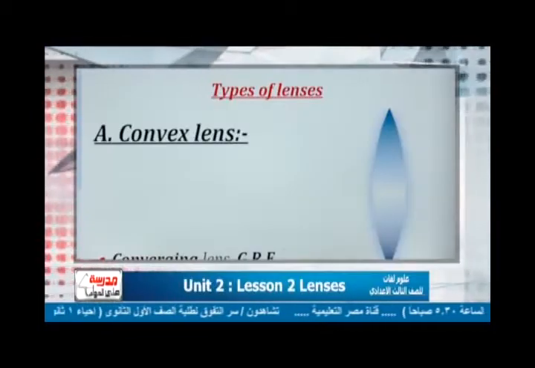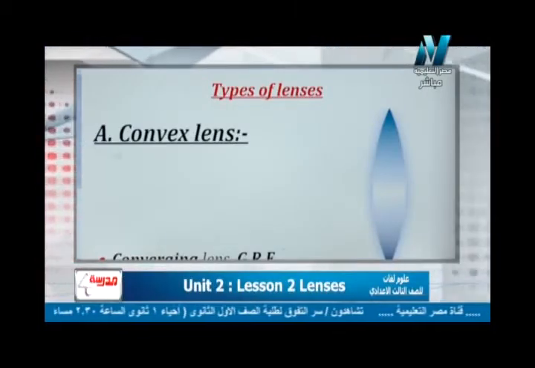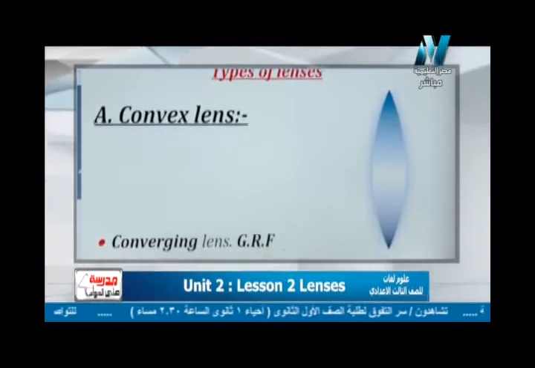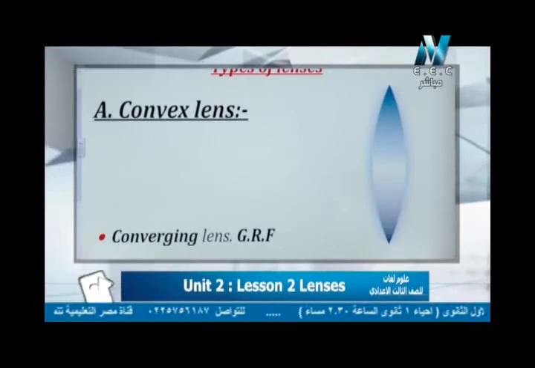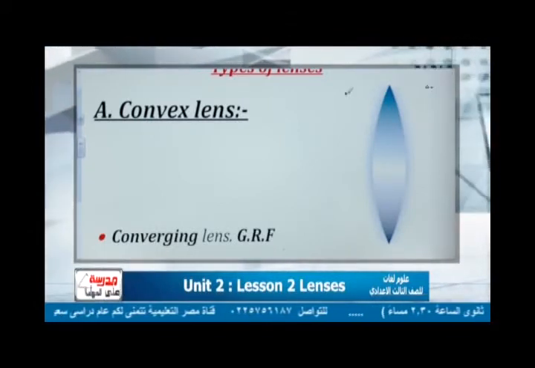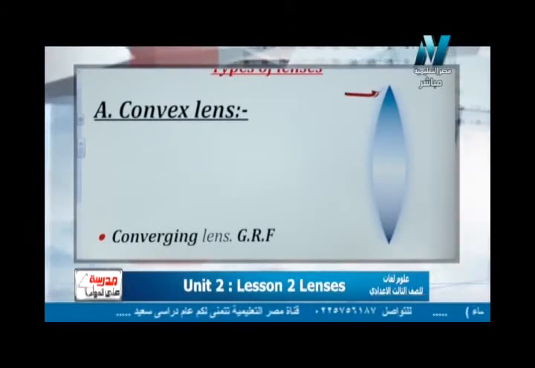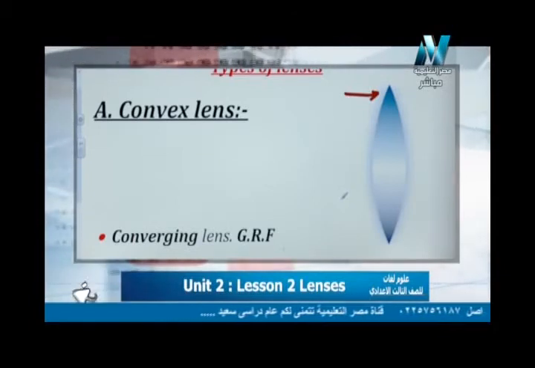So here we have to start with number 1, as we have here convex lens. We will start with the convex lens. What is meant by convex lens? As you see here, the first type is convex lens. Okay, Mr. Muhammad, can I ask a question? Yes, you can ask. Why are they called convex lenses?